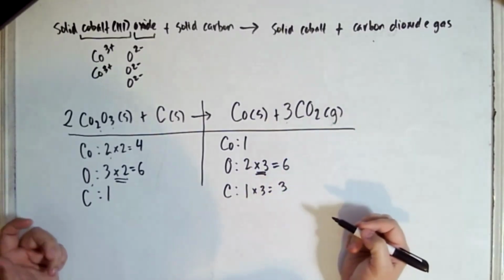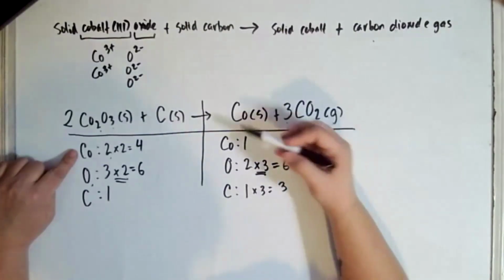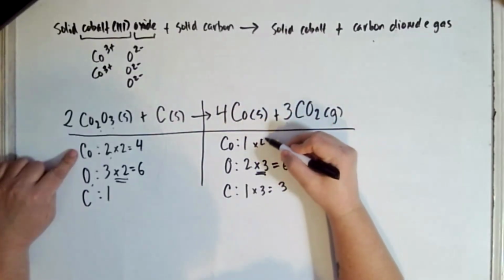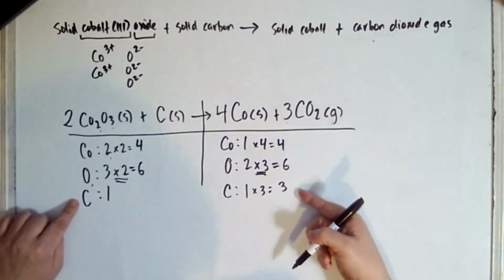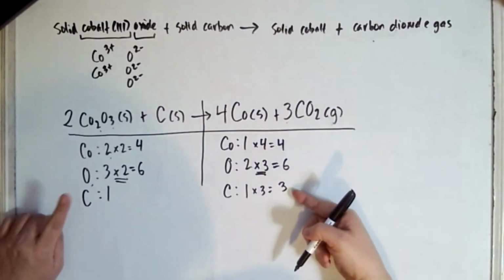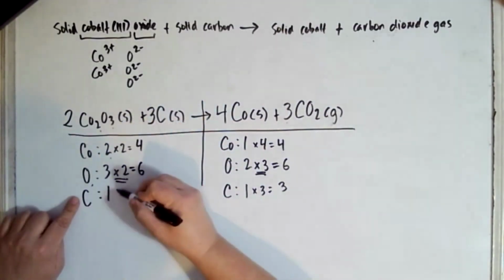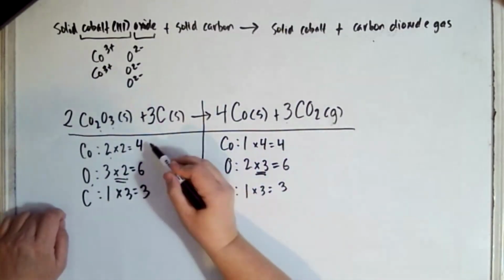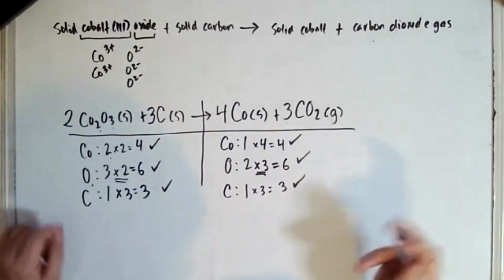But now when I look to balance my cobalts, I've got 4 cobalts on my reactant side. I have 1 cobalt on my product side. I can just put the number 4 in front of my cobalt because it's by itself. Now I have 4 cobalts on both sides. If I come down here to my carbons, I've got 3 on my product side, 1 on my reactant side. So I could put a 3 in front of that carbon that's by itself. And now I have 3 carbons on both sides. And now I can check and I see all my numbers match. And that's how I know that my reaction's balanced.